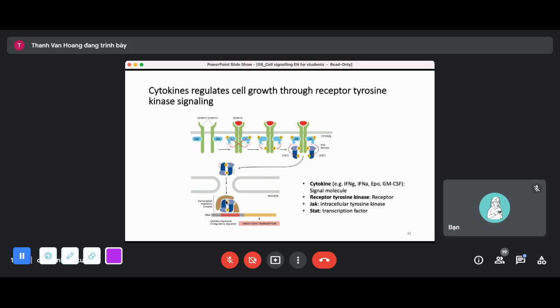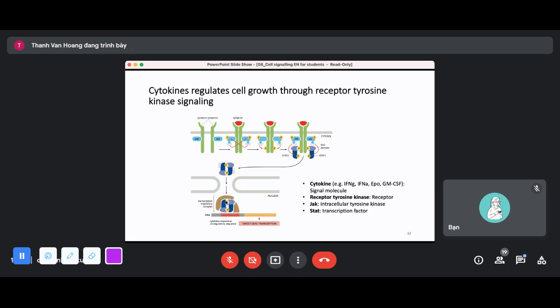Nó còn có nhiều loại start không? Nó có start 2, start 5, start khá là nhiều. Các protein này có cấu trúc tương tự nhau và có cơ chế hoạt động tương tự nhau. Ví dụ ở đây là nó đều được phosphorin hóa bởi JAK này. Nó được phosphorin hóa tại vị trí tyrosine này. Chính vì thế, vì JAK có khả năng phosphorin hóa ở vị trí tyrosine nên nó gọi là tyrosine kinase.